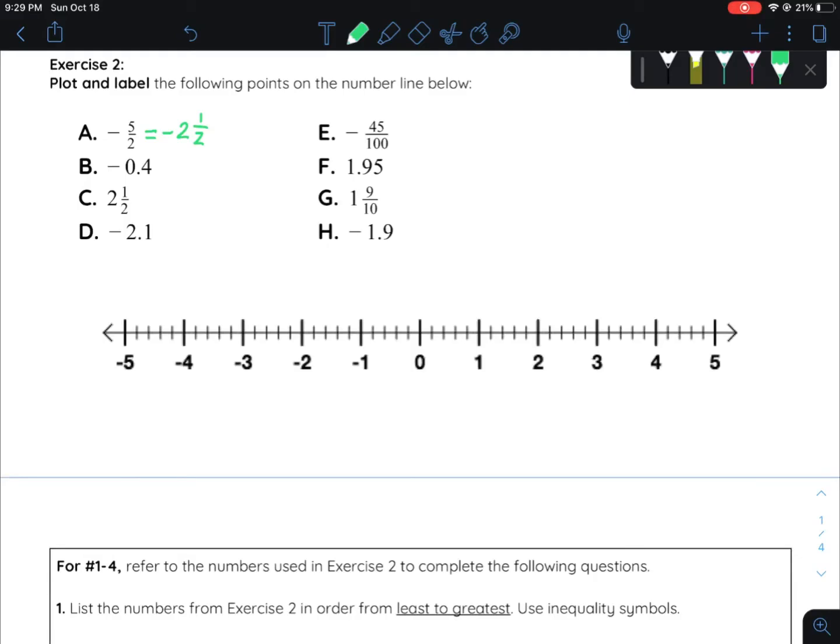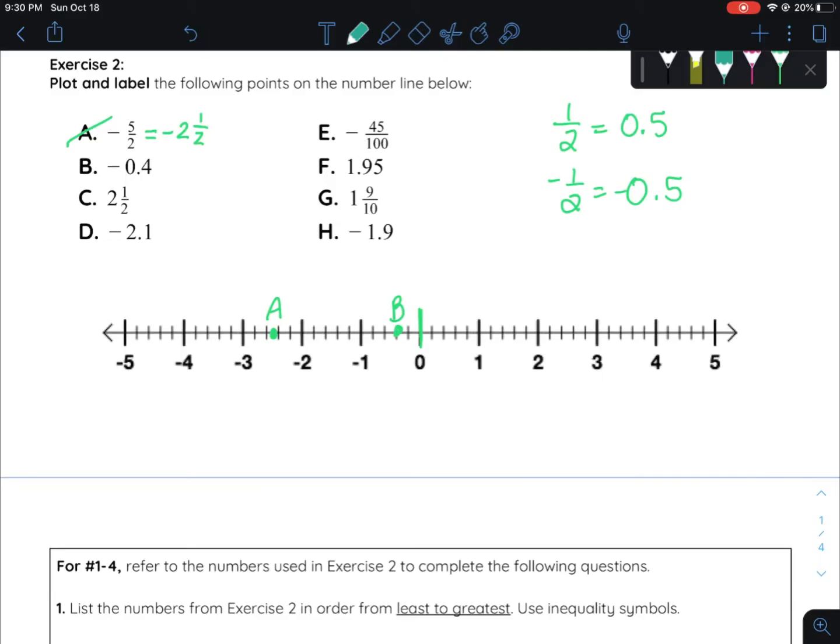Negative 2.5. So starting at 0, if we want a negative number, we're going to go to the left. So I'm going to go -1, -2. And I need to go halfway between the -2 and the -3. So I'm going to put it about here. That's point A. Now, if I'm doing point B, still negative, so still to the left, but this one is actually between 0 and 1. So I can't quite go to a half because remember, a half is 0.5. So -0.4 is not quite halfway, which would be like here. So I'm going to go ahead and just put my mark for point B right here.